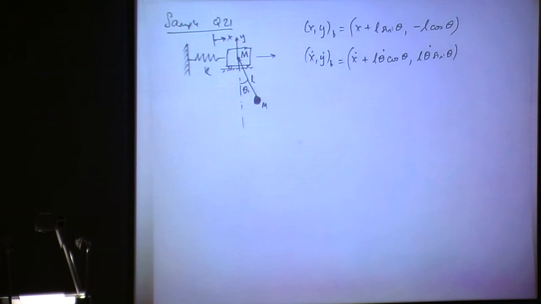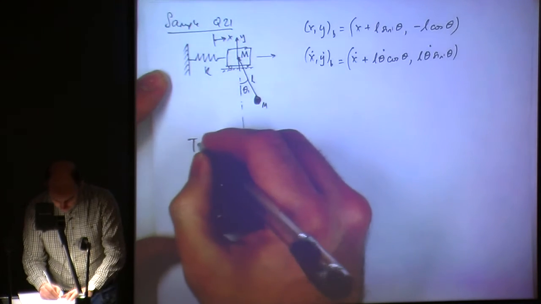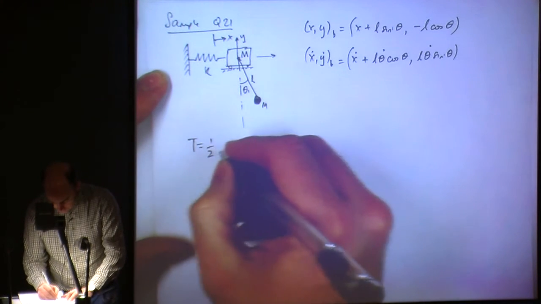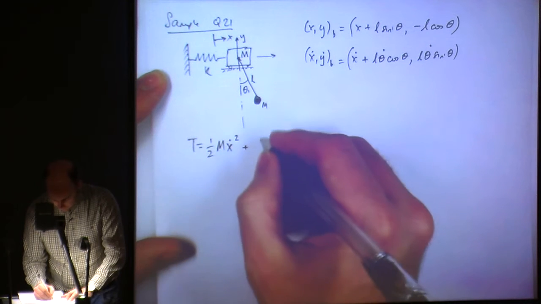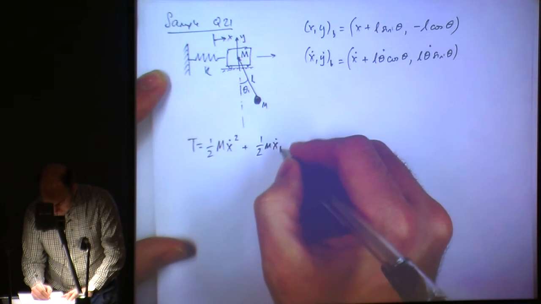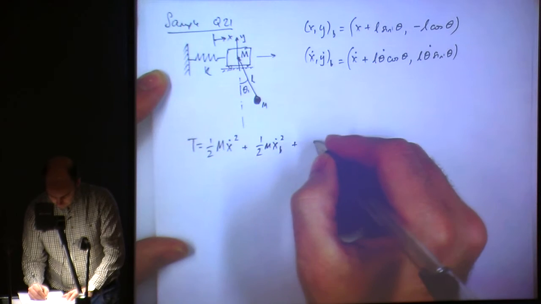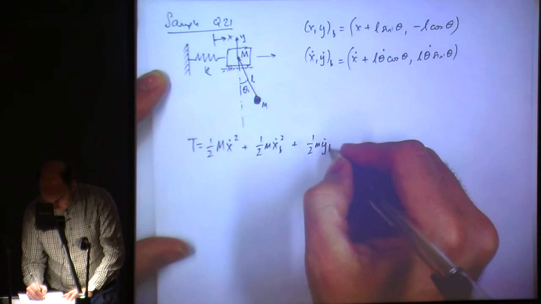So we've got the velocities of the pendulum. Obviously the velocity of the mass quite simply is x dot. And so we can write out my kinetic energy. T is 1/2 big M x dot squared plus 1/2 little m x dot b squared plus 1/2 little m y dot b squared.